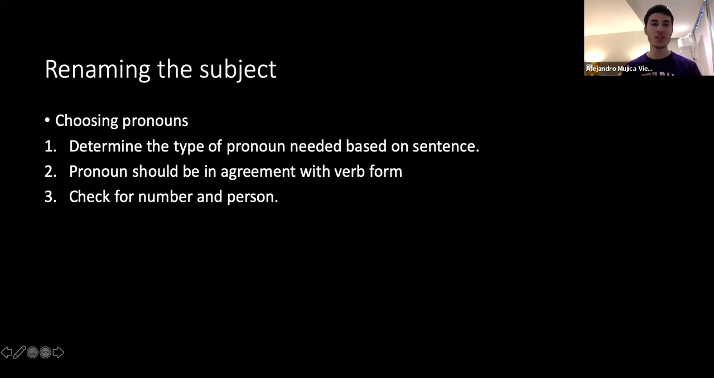So the procedure for this type of question is you determine the type of pronoun needed based on the sentence, or if you don't need it, right? You determine if you need a pronoun, and if you need it, what type should it be? And what type it should be is related to what kind of sentence it is. Then you check agreement with the verb form, and you check for number and person. So those are your tools for pronoun questions.